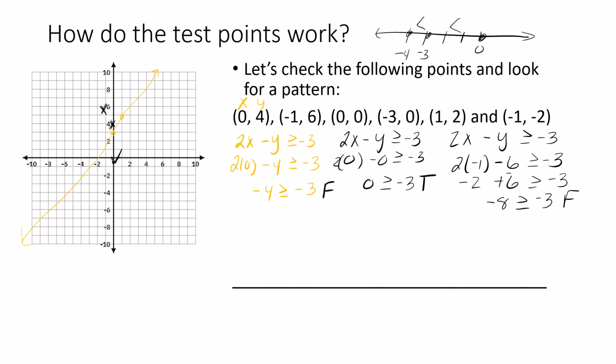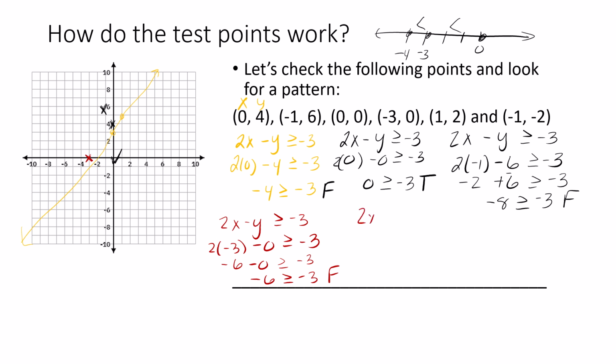Moving on to the next one, we have -3, 0. So 2 times -3 minus 0 is greater than or equal to -3. This is -6 minus 0, and -6 minus 0 is -6. And that is not greater than -3. So we find -3, 0 right here. Okay, also not working. All right, a couple more to go.